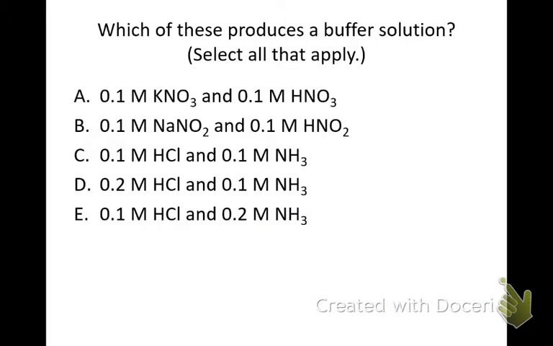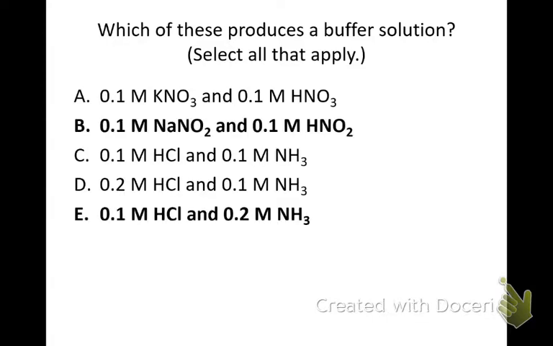Okay, so given that we need a mixture of the conjugate acid form and the conjugate base form, which of these solutions could produce a buffer? So the best answers here are B and E. Let's take them one at a time. A is not going to produce a buffer because there we have a mixture of a strong acid and its conjugate base, KNO3. And so that is not going to produce a buffer solution because we don't have a weak acid and its conjugate base.